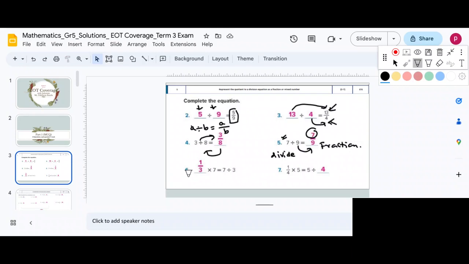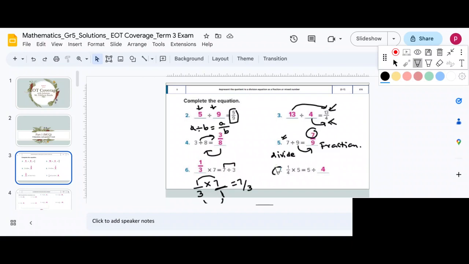Now, question number 6 is slightly different. Here you're multiplying a fraction and a whole number. 1/3 is a fraction, 7 is a whole number. You should understand that 7 is 7 by 1, with 1 in the denominator. So this will be equal to 1 multiplied by 7. Multiply the numerators and multiply the denominators. 1 multiplied by 7 is 7 and 3 multiplied by 1 is 3. So 7 by 3. Now 7 by 3 means it's again 7 divided by 3.